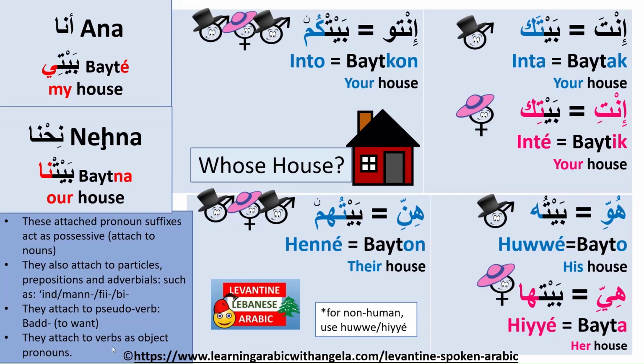They also attach to verbs as object pronouns. So for example, he taught you Arabic. هو علمك عربي. هو علمك. علم is verb to teach. علمك. علم plus ak. So he taught you. The ak means you in the masculine. So they also act as object pronouns. So you have to know these pronoun suffixes if you want to advance further with your speaking in Lebanese.